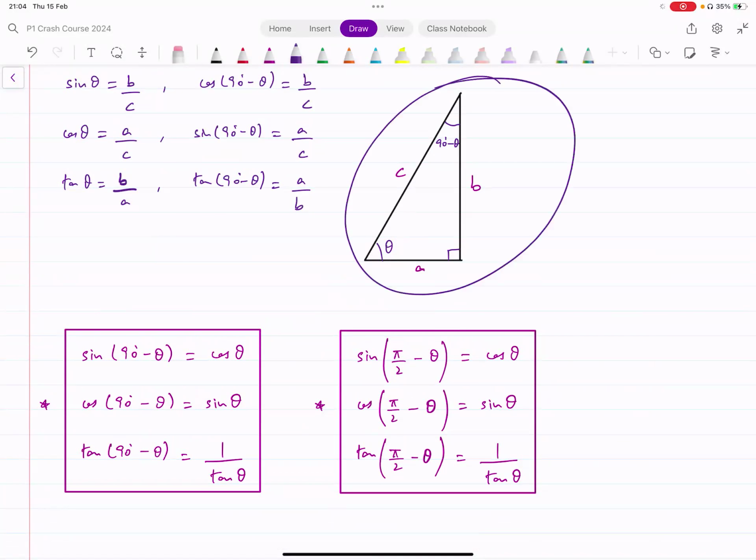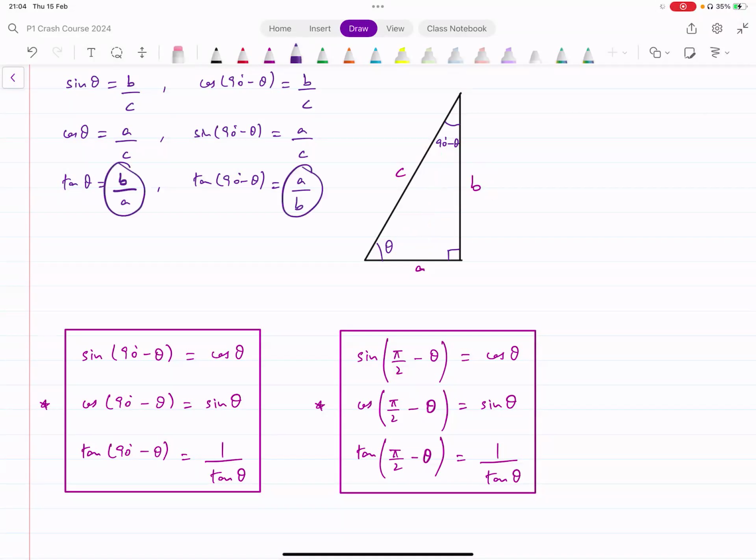Using this diagram, we calculated tan of theta. That was opposite over adjacent, that's b over a. Tan of 90 minus theta, opposite over adjacent, a over b. You can see clearly these are reciprocals of each other, right? Tan theta is b over a. Tan of 90 minus theta is a over b. They're reciprocal to each other. So we can say tan of 90 minus theta is 1 over tan theta. So we have this identity, which we will now remember.